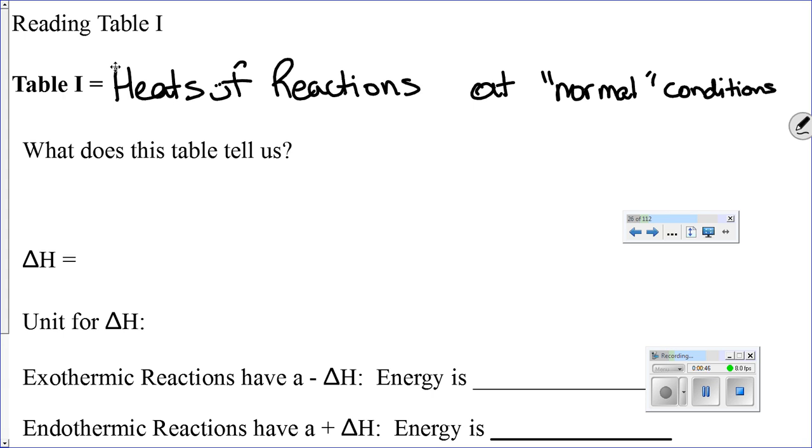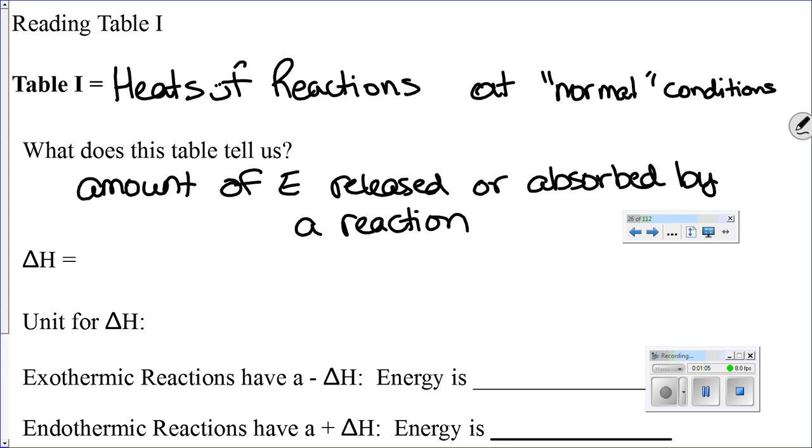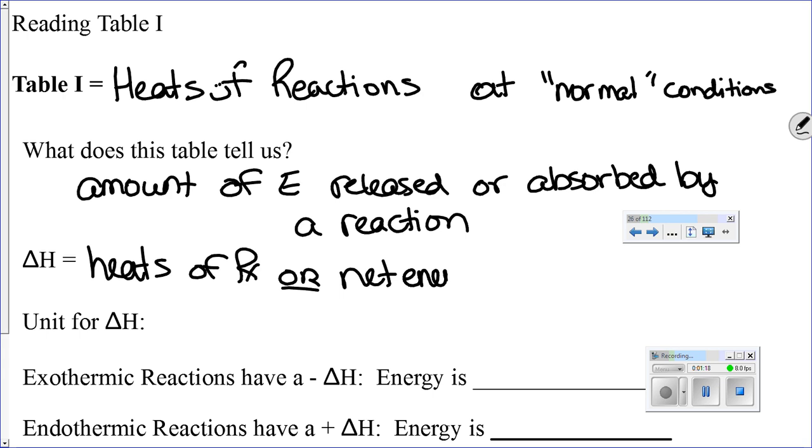So what this table is actually telling us is the amount of energy released or absorbed by a reaction. In other words, the net energy or the delta H. Remember, delta H means heats of reaction or net energy change.